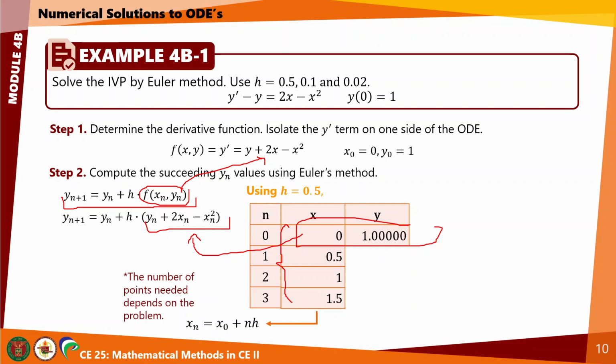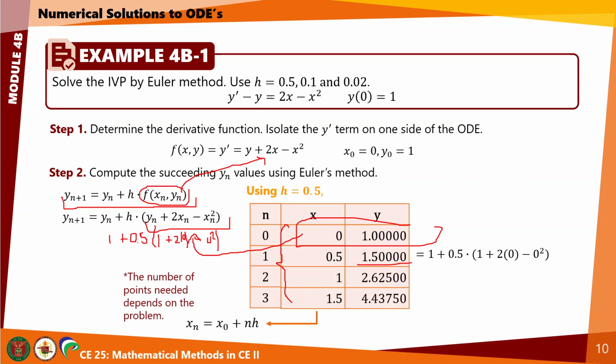Okay? So, makuha mo y sub 1 or yung next value ni y mo is 1 plus 0.5, yung h, times 1 plus 2 times 0 minus 0 squared. Tama? And you solve that, you get 1.5. Okay, ito yung 1 plus 0.5 times 1 plus 2 times 0 minus 0 squared. Okay? Now, this is your second iteration. And your third iteration, ito naman yung substitute natin x and y dito.